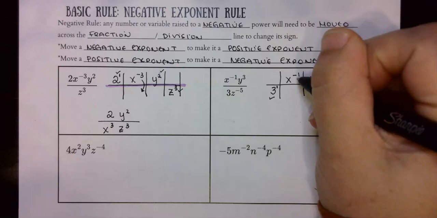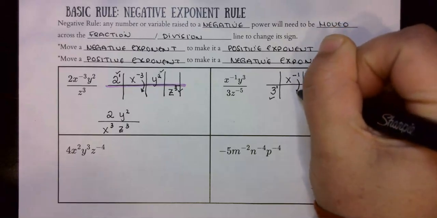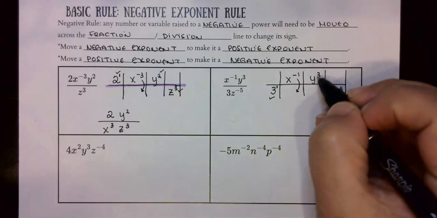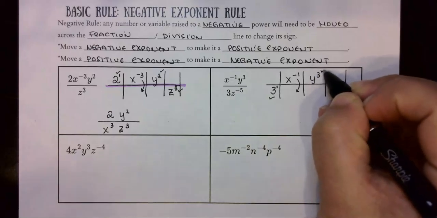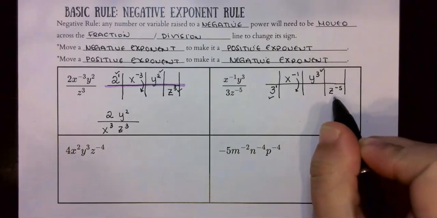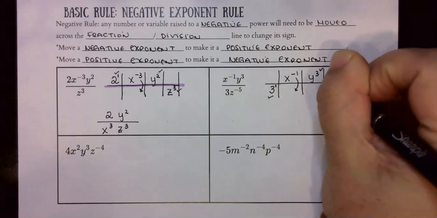All right, let's talk about this x. It's raised to the negative 1. We're not allowed to have a negative, so the only way to get rid of it is to move it down. If I move it to the bottom, that negative 1 will turn into a positive. All right, look at the y to the third. The third is a positive, so we're not going to move that one. And if you look at the bottom, z to the negative 5 is negative. We can't have that. So we're going to move it up.